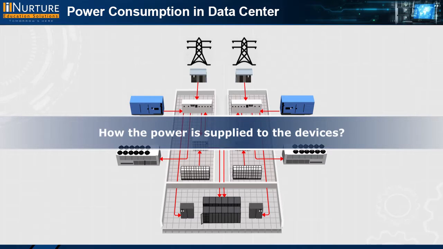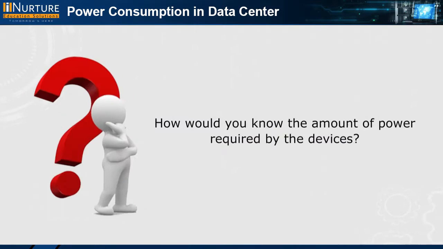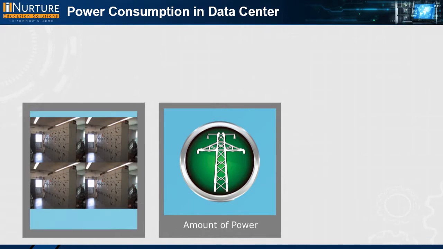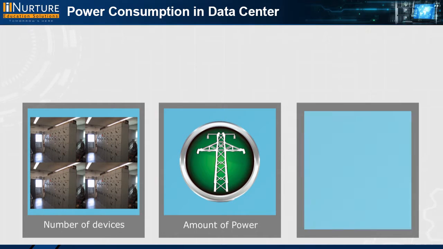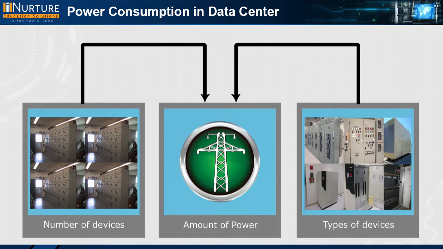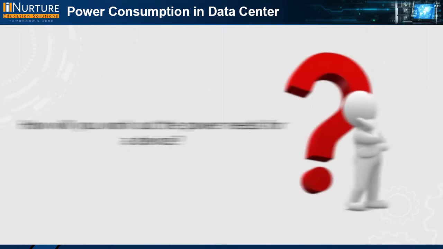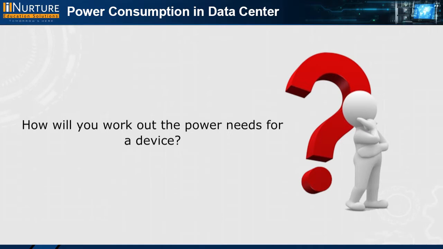We now know how the power is supplied to the devices, but how would you know the amount of power required by the devices? This is important since the amount of power would determine the number and type of power infrastructure devices that would be installed in the data center. The electrical layout of the data center depends on the power needs of all the technical equipment such as servers as well as infrastructural equipment such as cooling units.